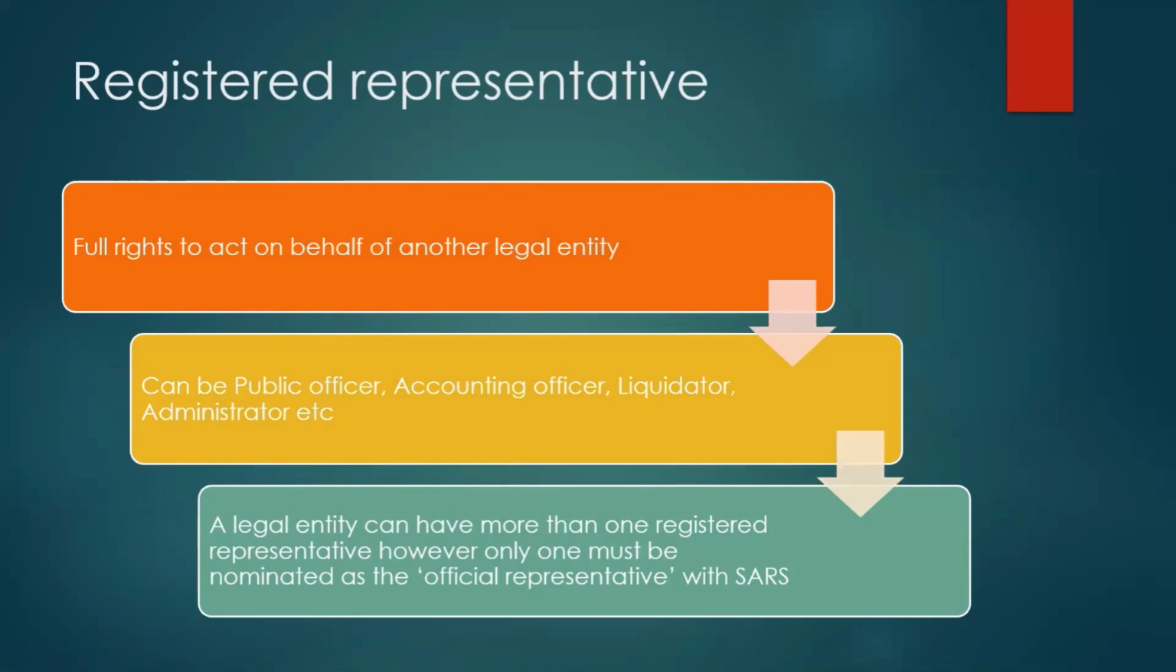A legal entity can have more than one registered representative. Often, and we'll go through this just now, you'll see on the RAV 01 that there are quite a few registered representatives. However, only one can be nominated as the official representative with SARS. And in some cases, we're seeing that no one has been. So we're going to go through how to update this with SARS.